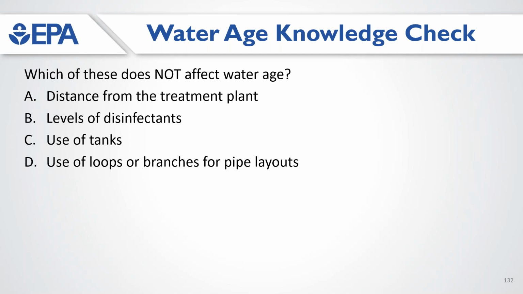Okay, most of us got it right. The correct answer was levels of disinfectant. Water age is a surrogate of water quality. So while water age may suggest a change in disinfectant levels, a change in disinfectant levels does not change the water age.